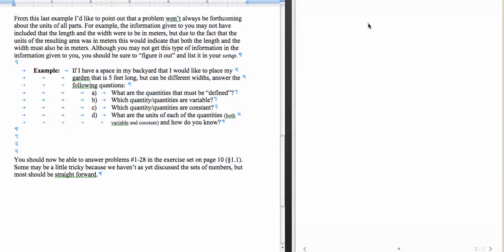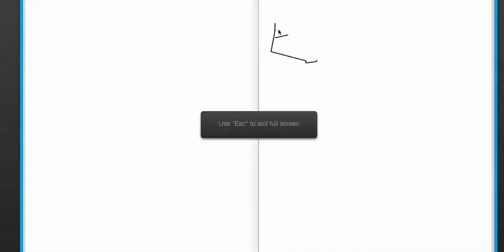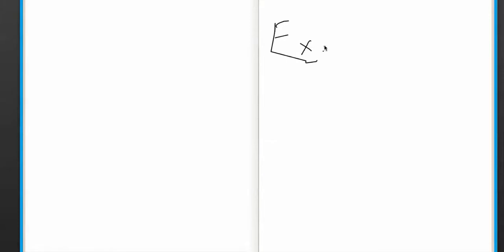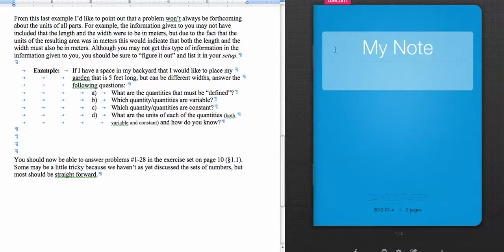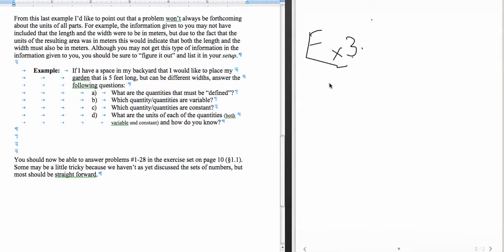So we're going to be asked to do quite a few different things in this example that we have right here. So I'm going to call this example number 3, in keeping with what I had done before, and we're going to be doing the example as it's described here. If I have a space in my backyard that I would like to place my garden that is 5 feet long but can be different widths, answer the following questions.